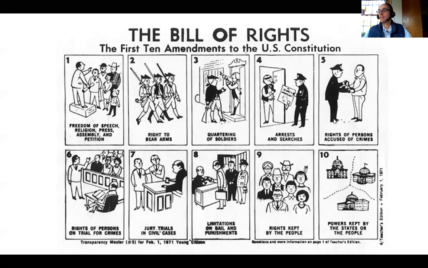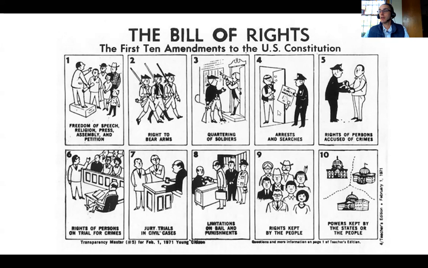Now, 4, 5, 6, 7, 8 are really about the justice system, which tells you something about what these people, what these men who wrote the Bill of Rights, were concerned about. What were the problems that they had with the British? This is what they were concerned about.